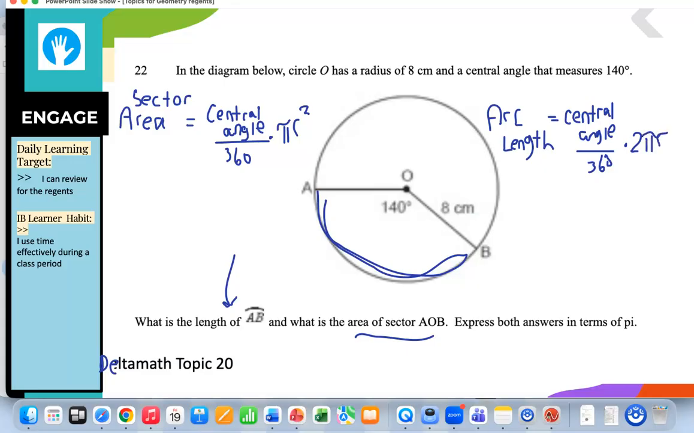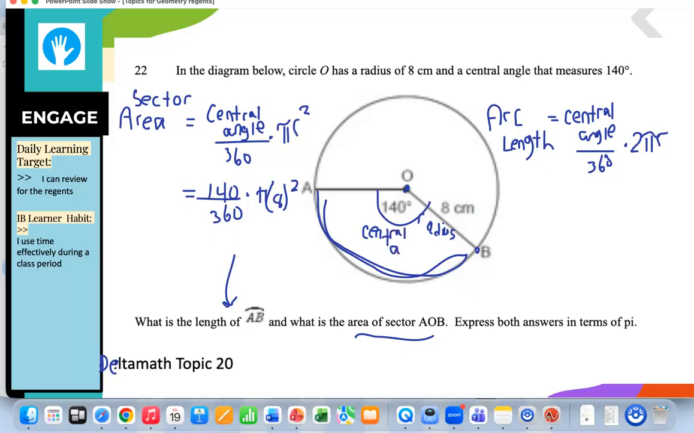All right, so with that said, we're going to set up the formula. It'll be 140 over 360 times pi, and then we know the radius is 8 squared. All right, this is the radius, coming from the center of the circle and going to the edge of the circle. That's called the radius. And this angle, since it's in the center of the circle, is known as the central angle.